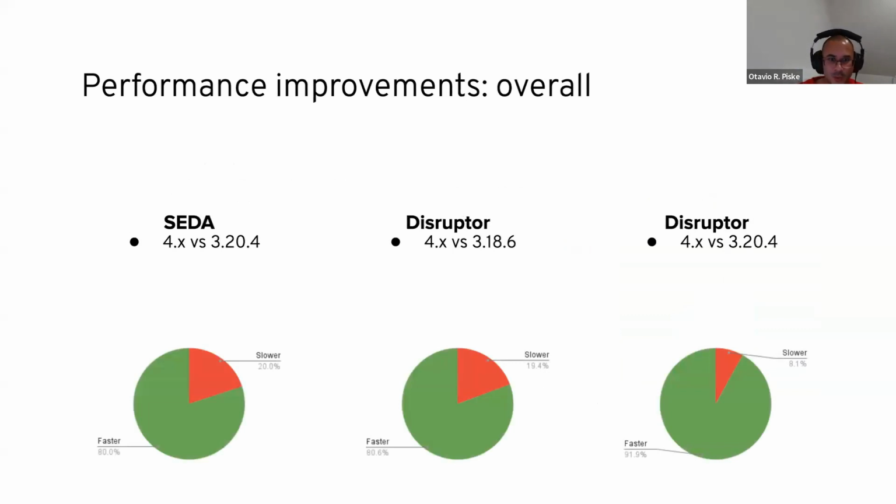Using the disruptor components, comparing with Camel 3.18.6, Camel 4 was faster 80.6% of the time. And lastly, the same component, disruptor, comparing with Camel 3.20, it was faster 91.9% of the time.